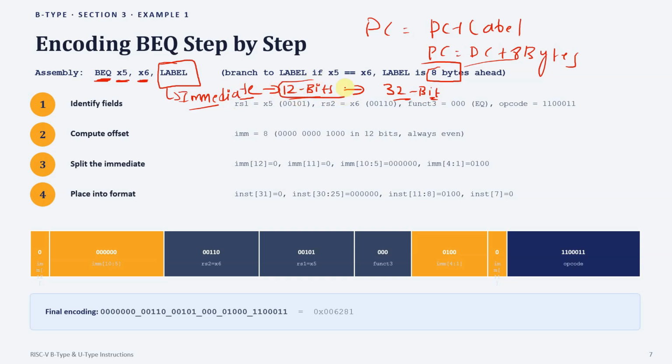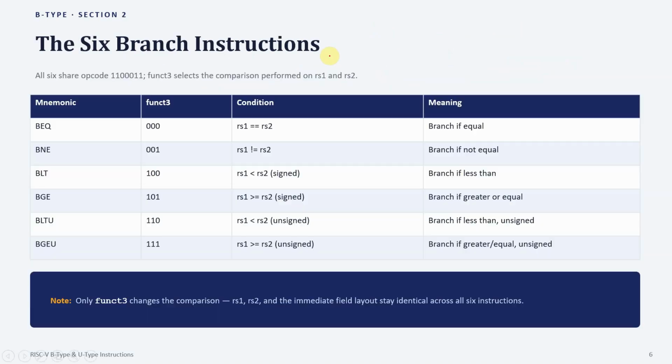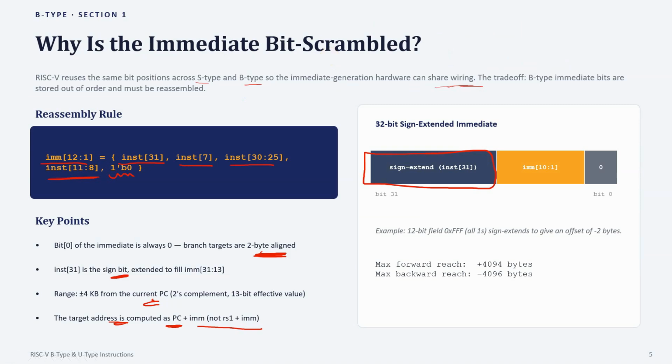And since it's a 12-bit value, the maximum range which we can go is plus or minus 4 kilobytes. Forward we can go to 4094 bytes, and backward we can go to minus 4096 bytes. So that is what we have written here. The range is plus or minus 4 kilobytes from the current program counter, 2's complement, and 13-bit effective value. So the target address is computed as PC plus immediate, not RS1 plus immediate.